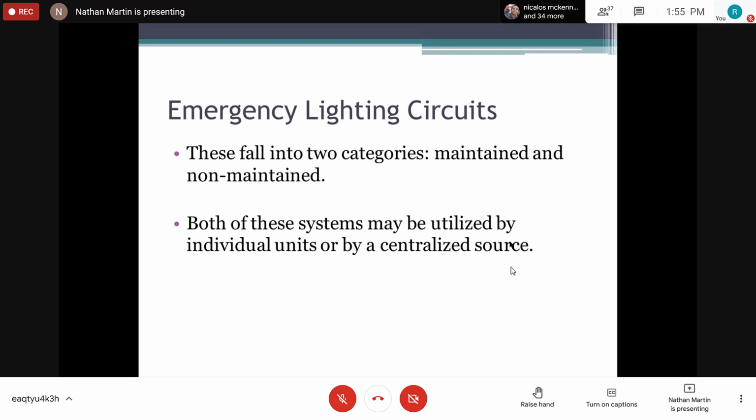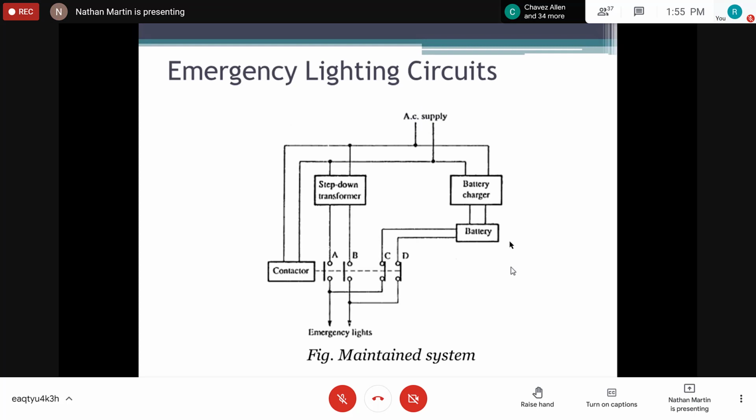All right, finally but not least, we're talking about emergency lighting in buildings. We said these fall into two main categories, non-maintained and maintained, right? Both of these systems may be utilized by individual units or by centralized sources. What we mean by maintained and non-maintained? Now, this is our maintained system, right?